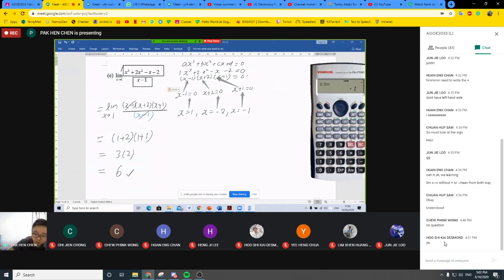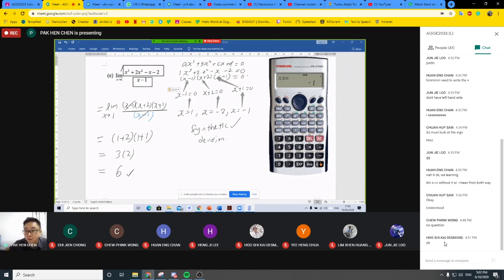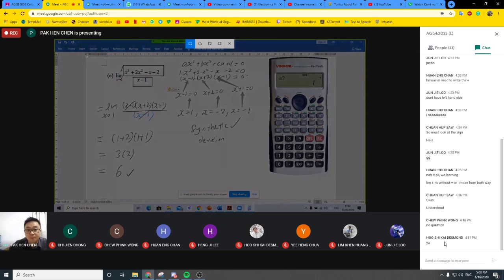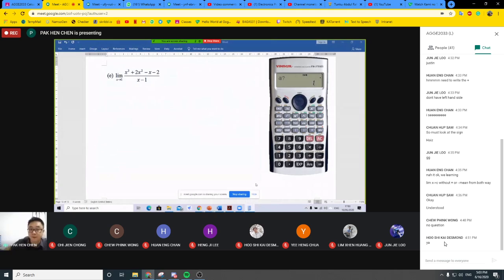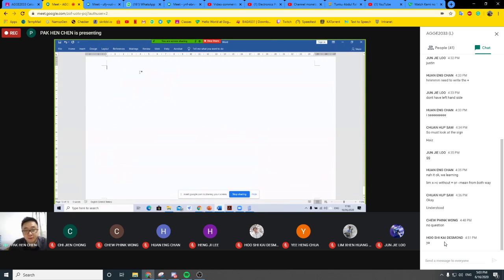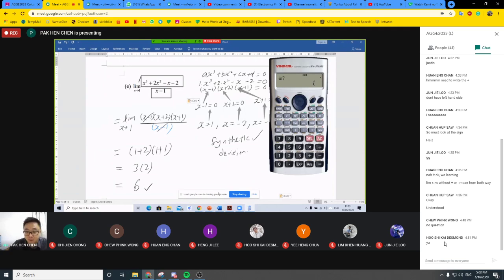There'll be another method which is the so-called synthetic division. That synthetic division I'm going to teach during the tutorial class. For yesterday's class, I already taught them. So for the synthetic division, I'm going to cover it during tutorial class, for each group. So for all I'm going to teach you, you can use the calculator to know your roots, and then to get back the factors accordingly. All right. So that will be for question E.